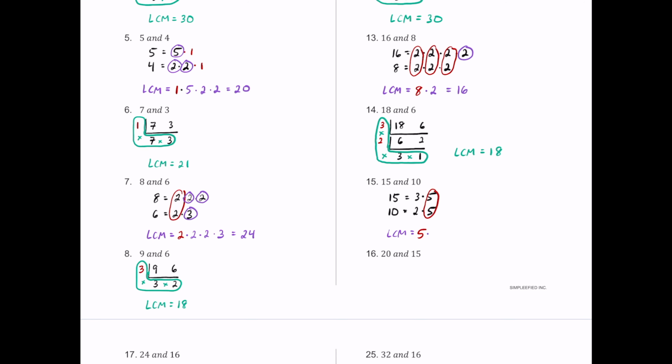And then we're going to multiply by all the extras. So we have a 3 and a 2. So if we multiply by 3 and 2, 5 times 3 is 15, and 15 times 2 is 30. So 30 is the first time they meet.